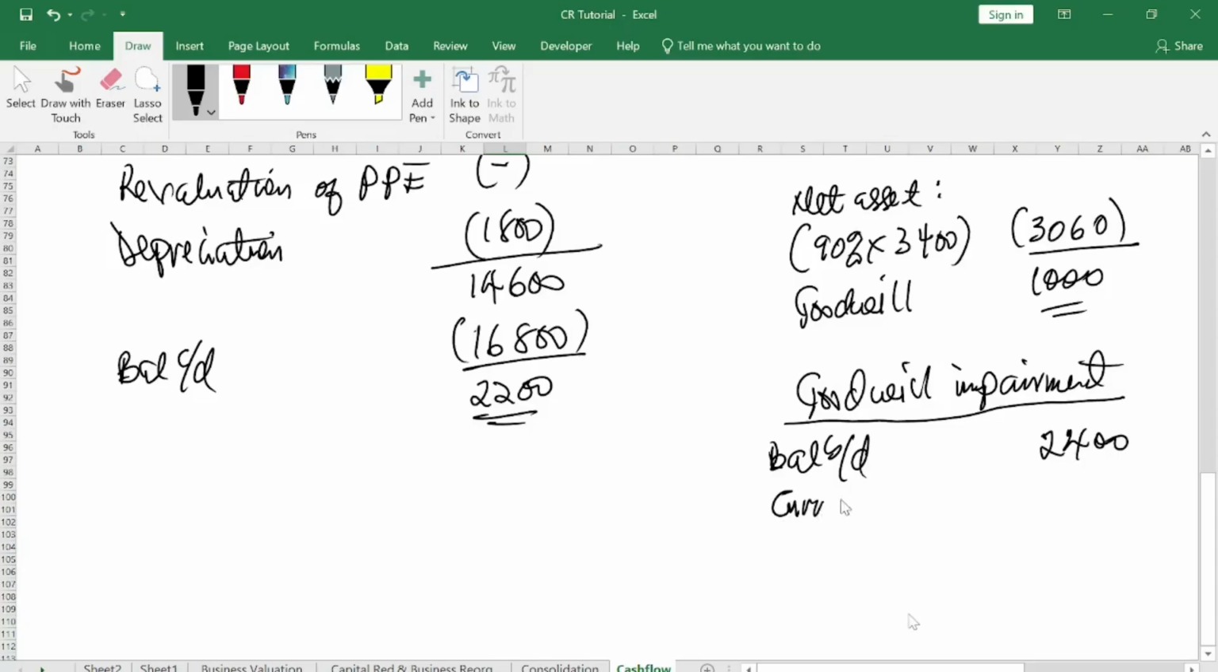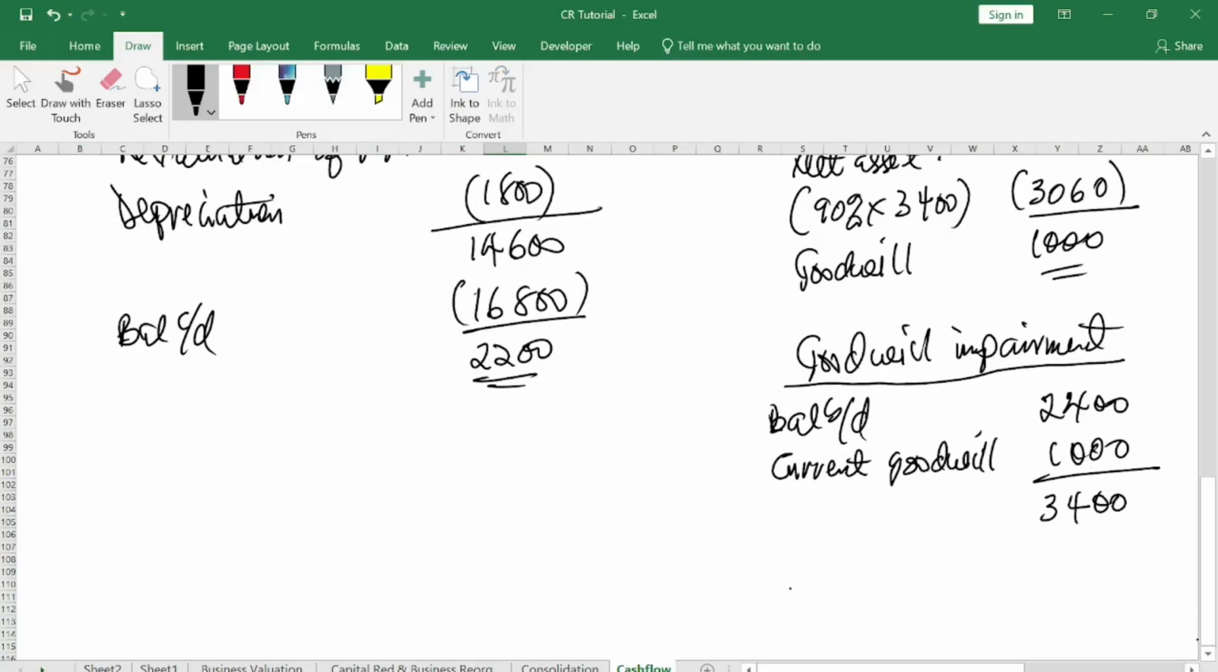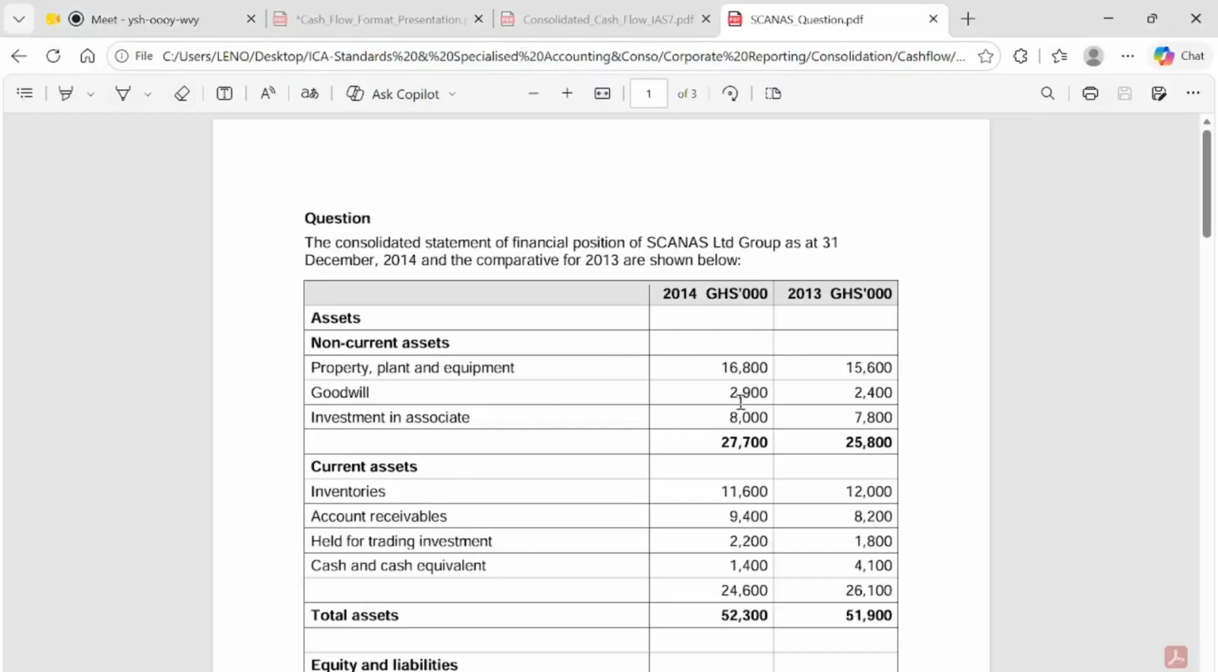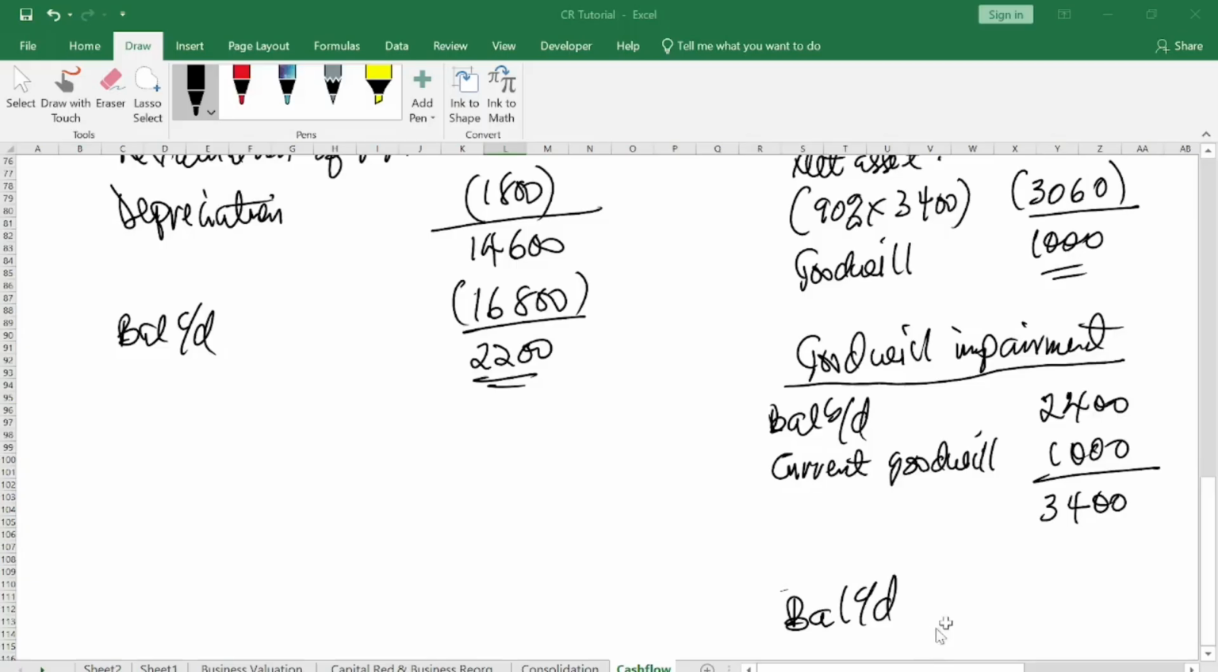Then you add the current goodwill, or goodwill for the year. Goodwill for the year is the 1,000 we have gotten, that we've calculated here. So when you add it, what do you have? You have 3,400. This is your goodwill. Then you will pick your goodwill at closing. Goodwill at closing is how much? 2,900.